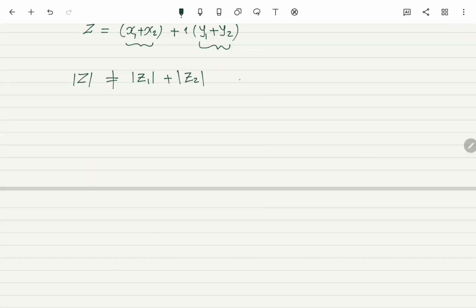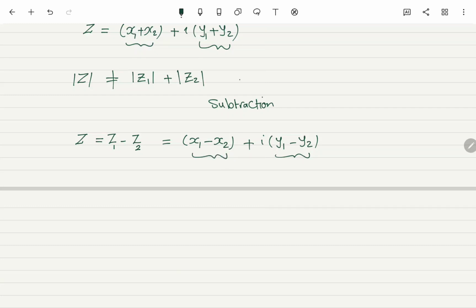In subtraction, we actually follow the same procedure as addition. So if we would like to subtract z1 minus z2, in this case here, we subtract real from real and imaginary from imaginary. We never mix real with imaginary upon adding or subtraction. In this case, it's equal to x1 minus x2 plus i times y1 minus y2. This is the imaginary part and this is the real part.